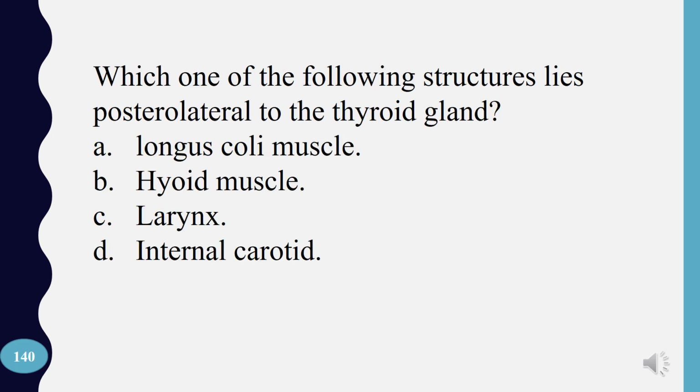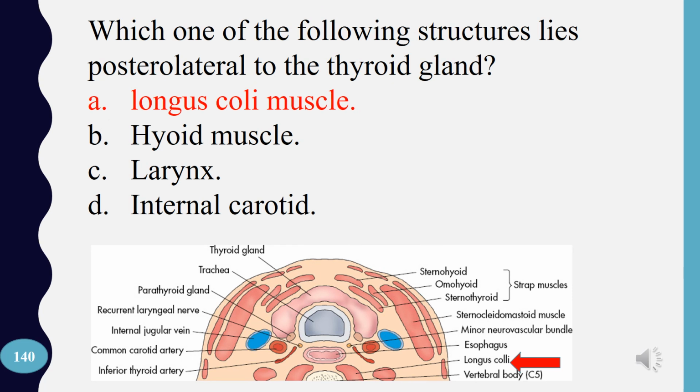Which one of the following structures lies posterolateral to the thyroid gland? A. Longus colli muscle. B. Hyoid muscle. C. Larynx. D. Internal carotid. The answer is A. Longus colli muscle.